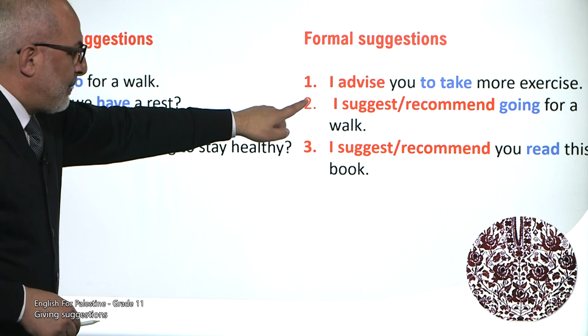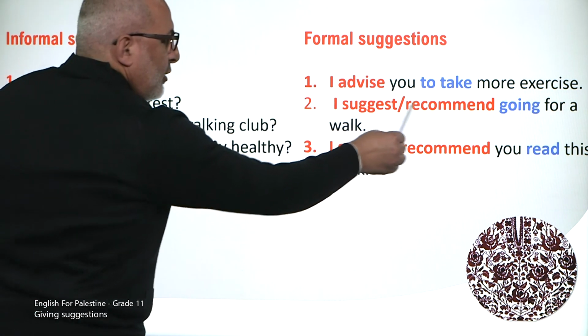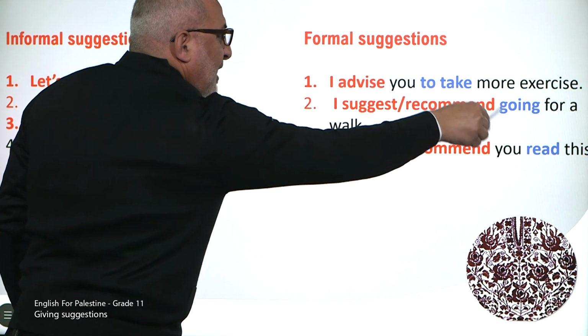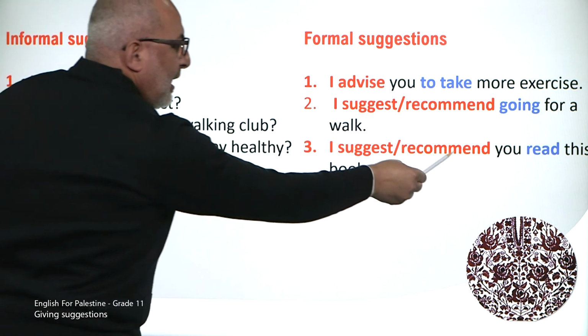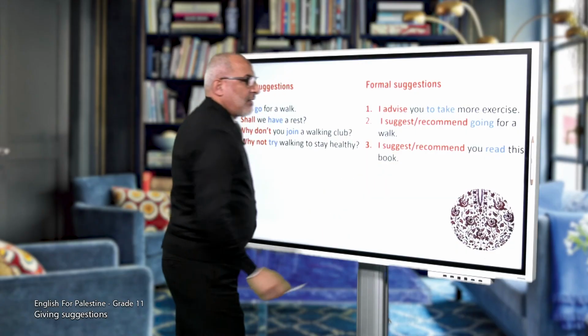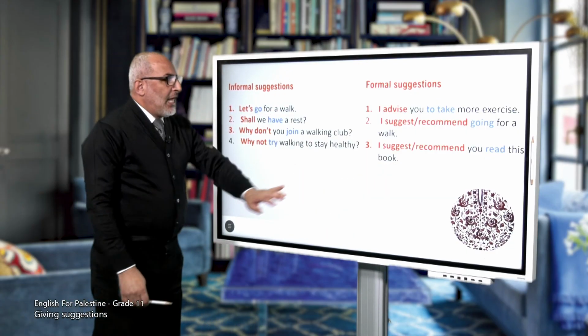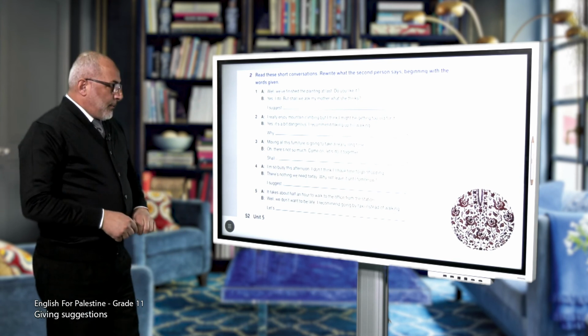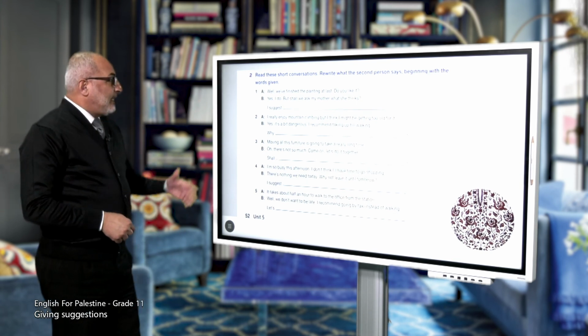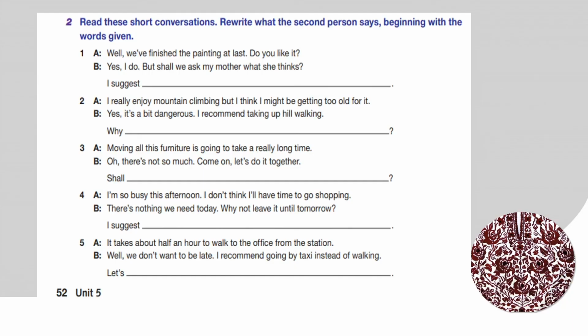Notice the difference between number 2 and number 3. Here, suggest or recommend is followed directly by the ing form of the verb, but here they are followed by the subject and then the infinitive form of the verb. Okay? Now, I want you please to open your books, page 52, and please do this activity. Look at it. Here we have 5 sentences. They are written in a certain way, and you are going to rewrite them using one of the suggestions we have just explained.